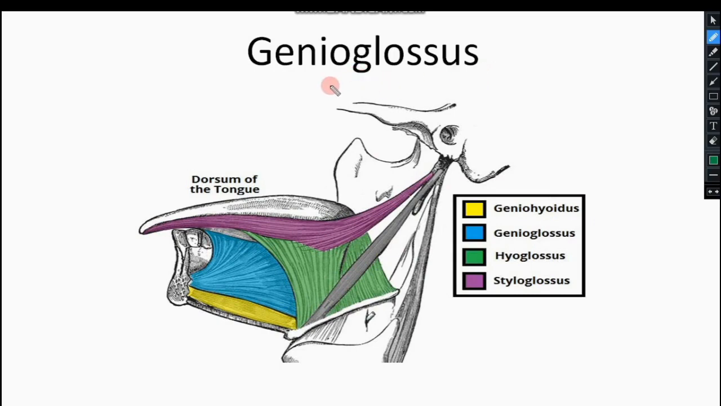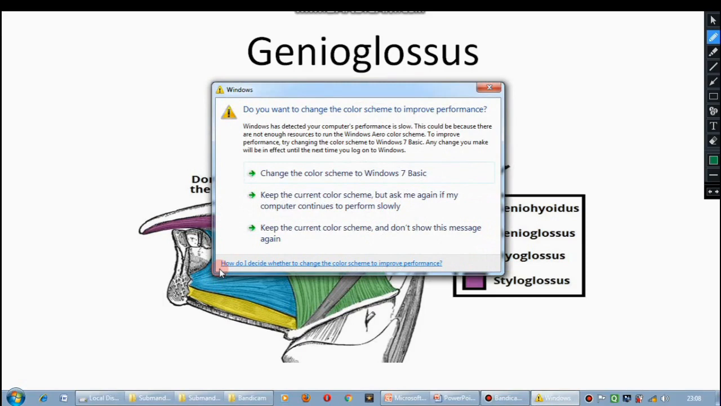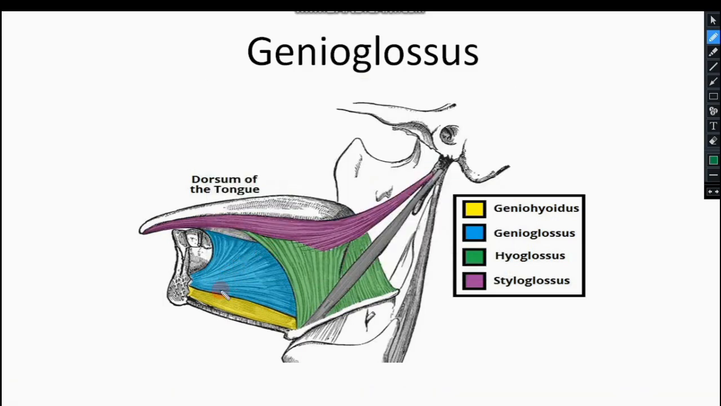The genioglossus is an extrinsic muscle of the tongue, here in blue color. This is a fan-shaped extrinsic muscle, present between the geniohyoid and hyoglossus. This muscle is life-saving and is also known as the safety muscle of the tongue. I will tell you how. The fibers of this muscle are oriented in a fan shape. This is the upper fiber, this is the middle fibers, and here is the lower fiber.